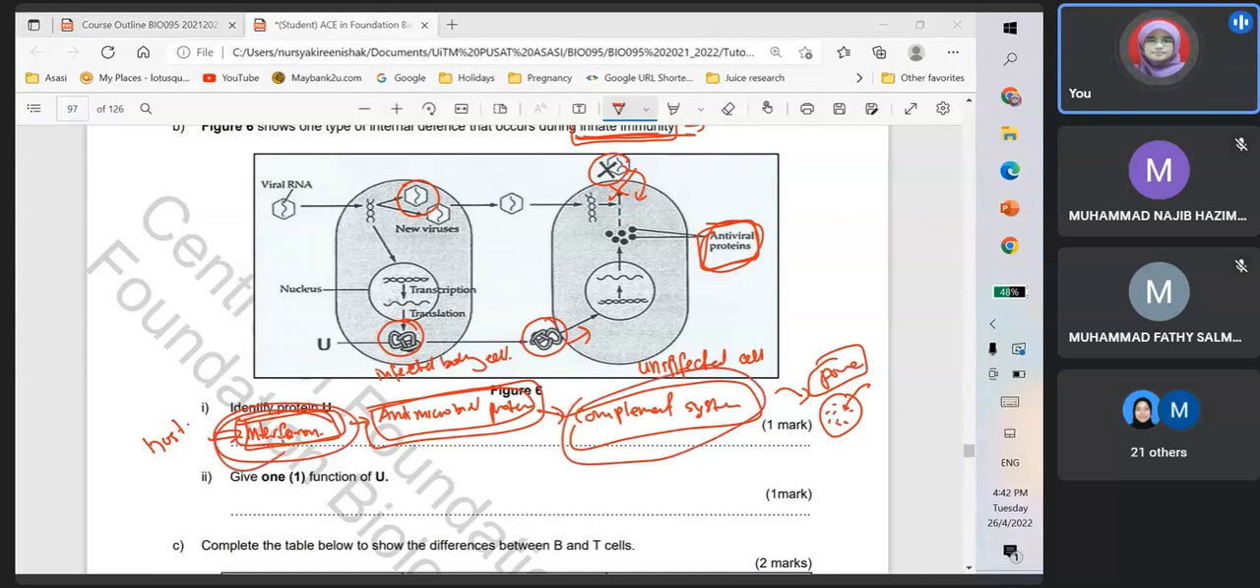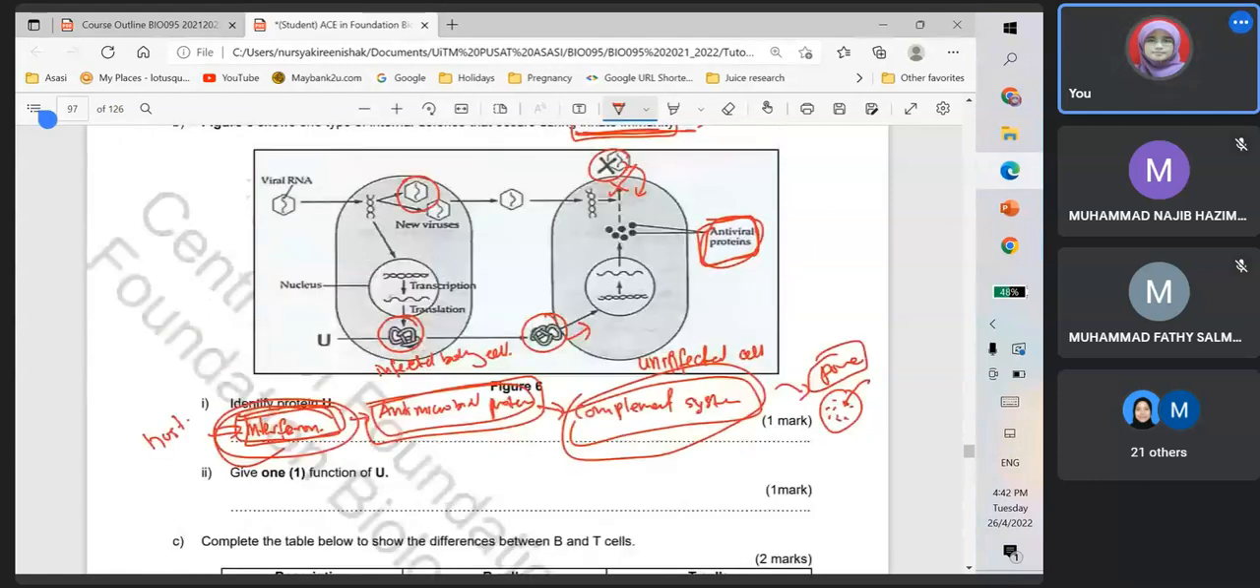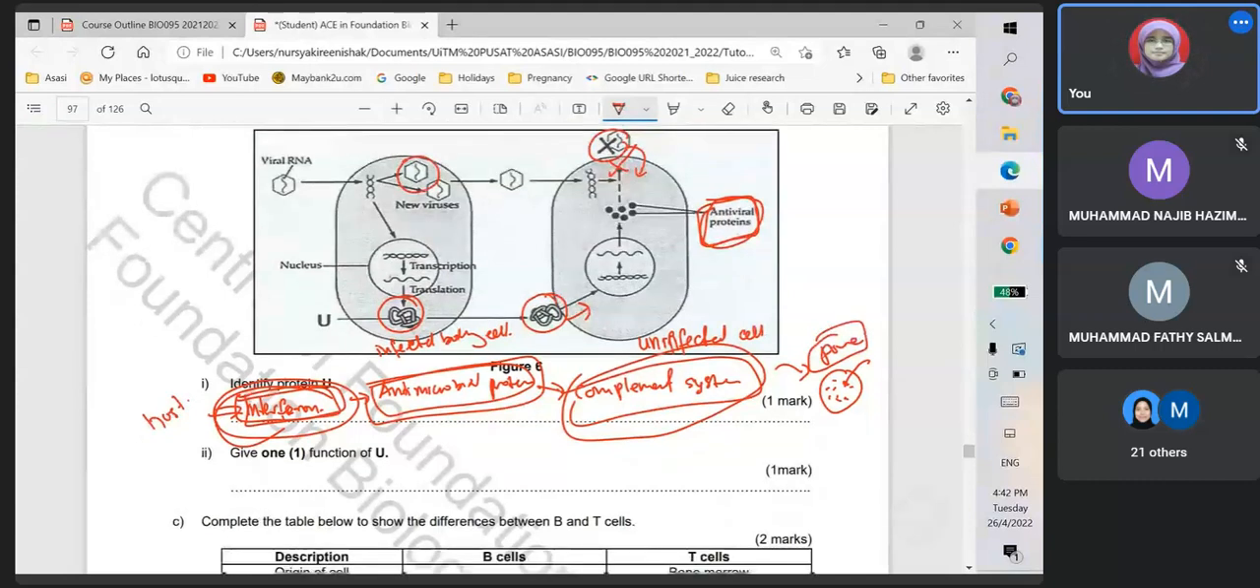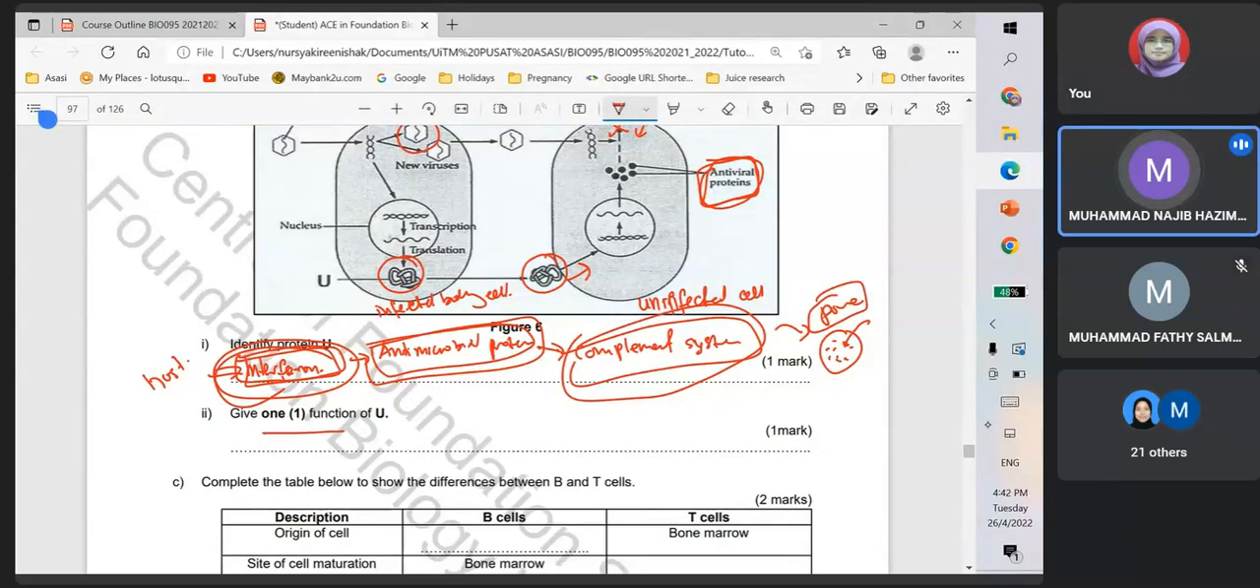In this case, protein U ni adalah interferon lah. Okay, so give one function of protein U. Tadi Fatih, so Najib. So tadi saya ada bagi satu jawapan. So what are the function of the interferon? To activate the gene for antiviral protein production.